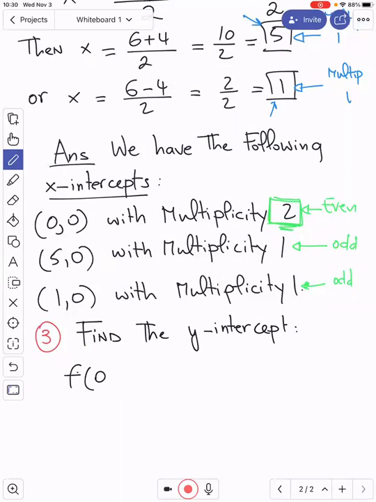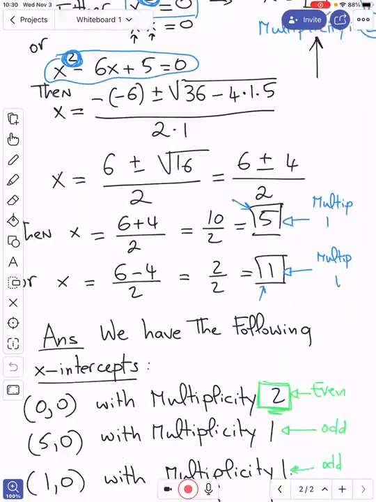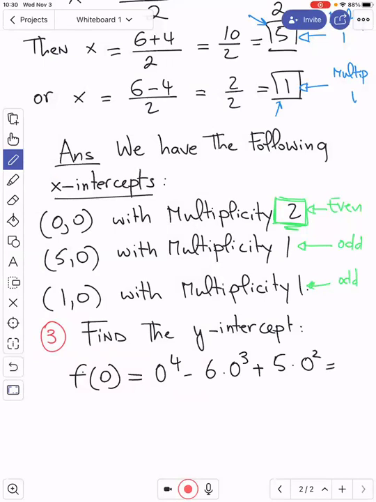In general, you need to evaluate f of 0, right? So f of 0, just plug 0 in the function f. What was my function f? x to the 4th minus 6x cubed plus, I think, 5x squared. So it's 0 to the 4th minus 6 times 0 cubed plus 5 times 0 squared. So of course, everything is just 0. So the answer is 0. So yeah, the y-intercept is just 0.